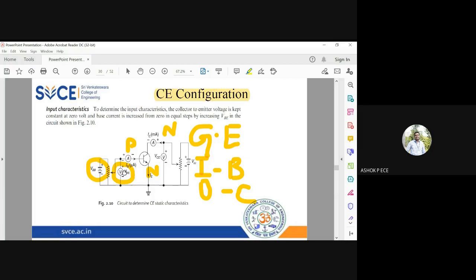Now see here, collector base junction is reverse bias. Reverse bias means opposite: N positive, and the negative is grounded. So this voltage source is also a proper voltage source, and this voltmeter is also a proper voltmeter. So it is VCE, plus on top and minus at the bottom. This plus and minus depends on this voltage source.